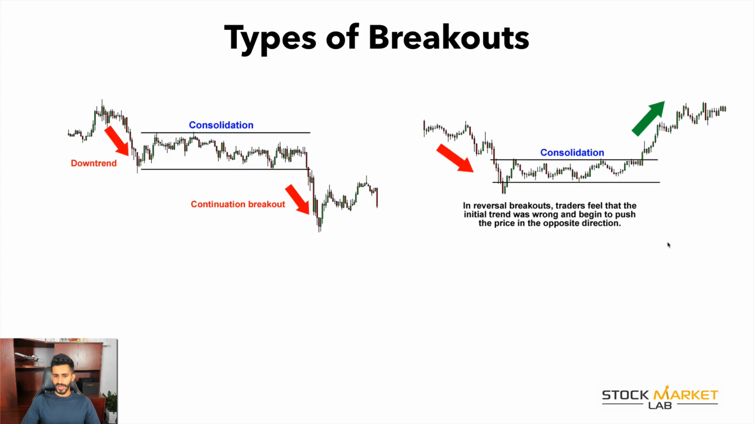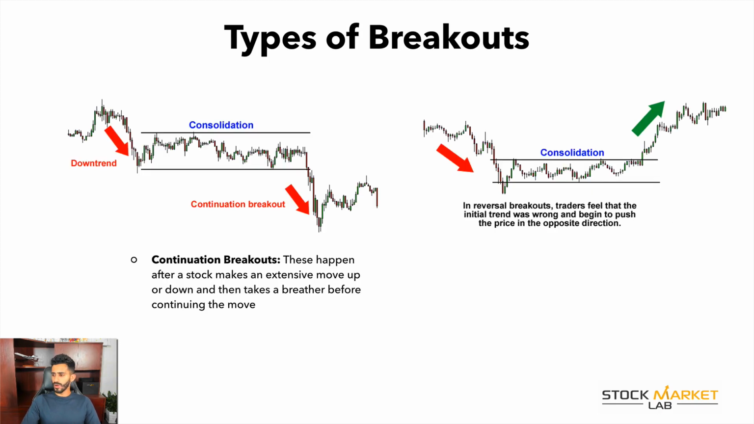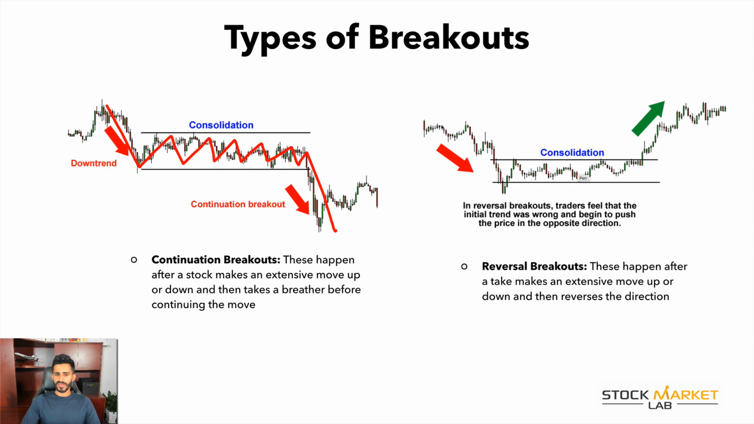Now, there are two types of breakouts. Number one, we have something called a continuation breakout. Continuation breakouts are when a stock is moving in one direction, takes a breather, and then continues. The second type is reversal breakouts. Same concept. A stock may be in a downtrend, consolidates, and then finally reverses, right? So there are two types of breakouts, two types of formations. One is a continuation, one is a reversal.